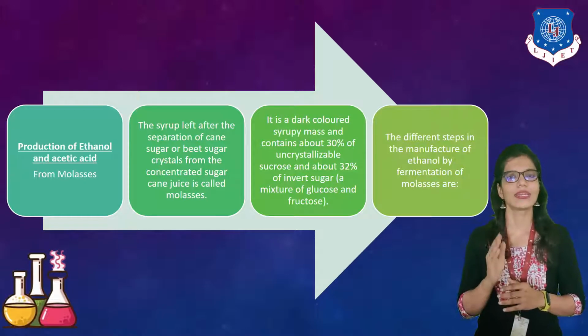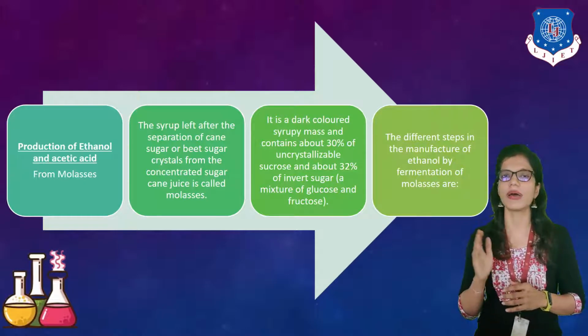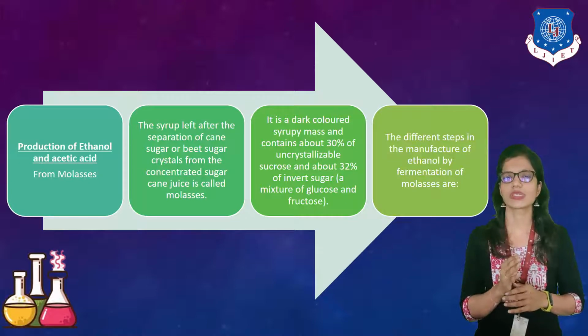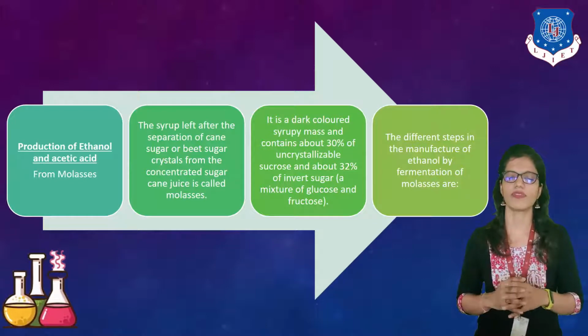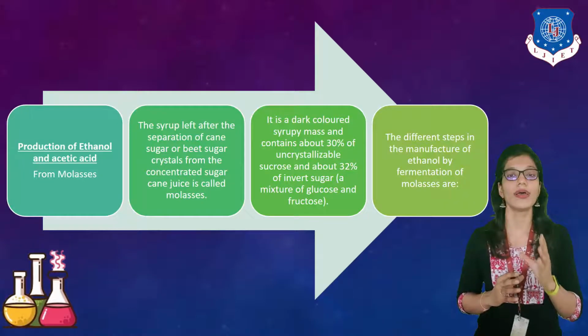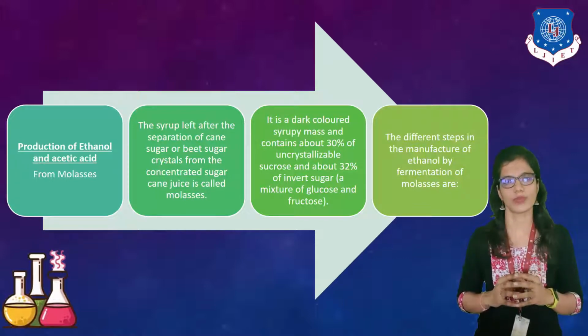Let's take a look at these processes step by step, because they are step by step processes. First, the syrup left after the separation of cane sugar or beet sugar crystals from the concentrated sugar cane juice is called molasses. It is a dark colored syrupy mass and contains about 30% of uncrystallizable sucrose and about 32% of invert sugar, which is a mixture of glucose and fructose.